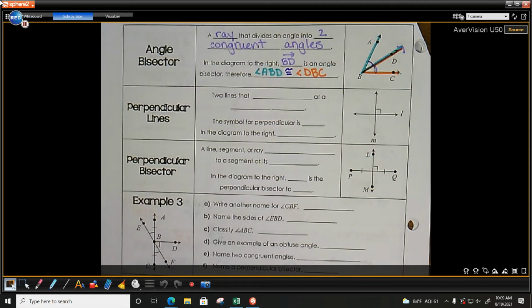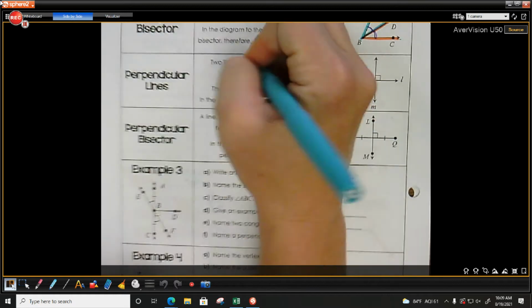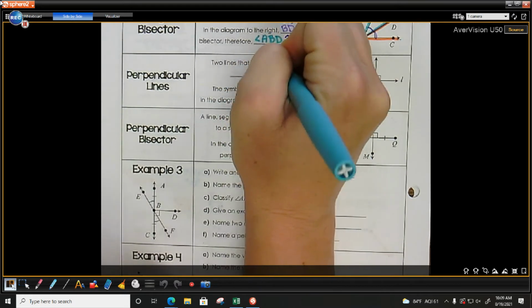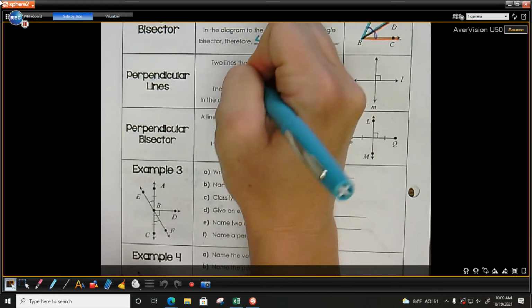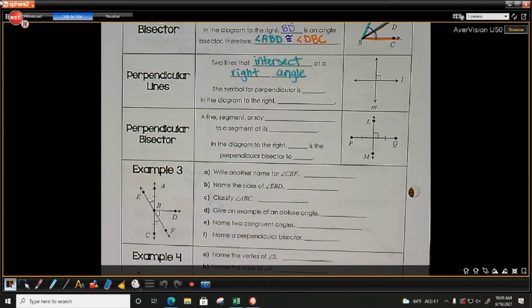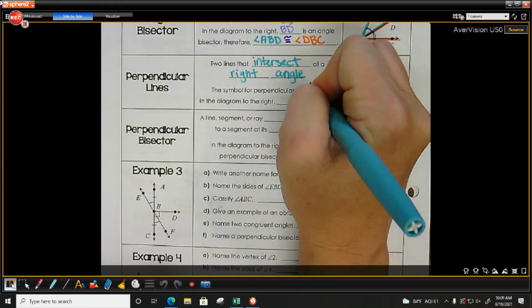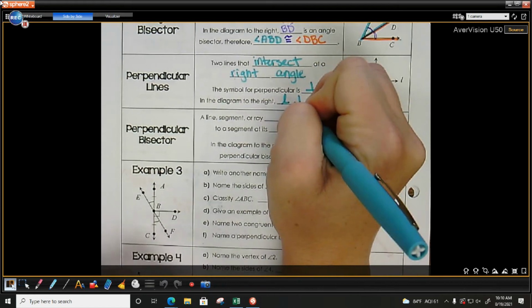Okay, perpendicular lines. Two lines that intersect at a right angle are perpendicular lines. We talked about this last class. Two lines that intersect and form a right angle are called perpendicular lines. The symbol we use for perpendicular, remember, is that. In the diagram to the right, we could say L is perpendicular to M.